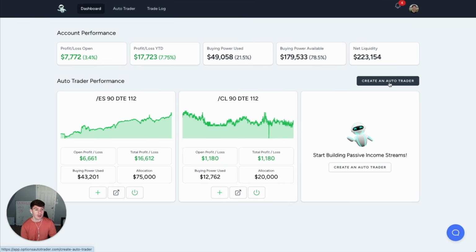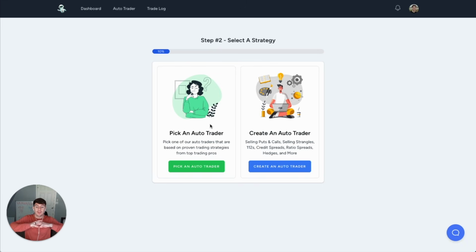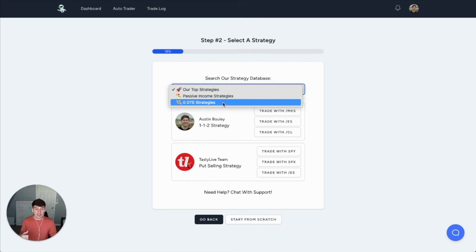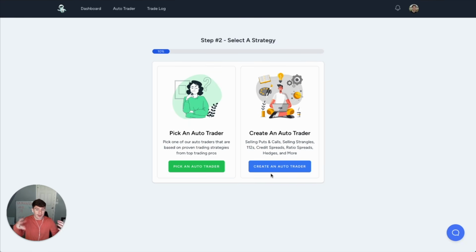If we click on Create an Auto Trader and connect our account, and you're someone who is completely new, you can just click on Pick an Auto Trader. I preloaded this into our zero DTE strategies. So with one click you can import the exact strategy that I walked through, with the take profit and the structuring and all that. It will do it all for you just by clicking on the zero DTE Iron Condor trade, and you can trade it with SPY, SPX, ES, or whatever. But for those of you who like to create your own strategies from scratch, let me show you how this is done.